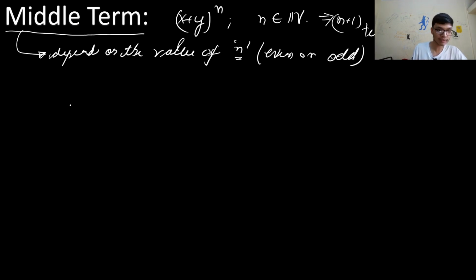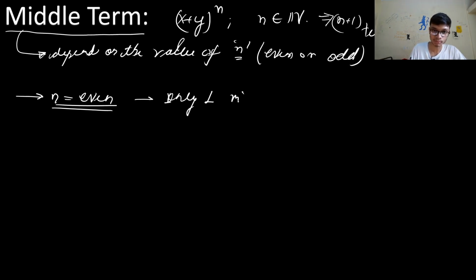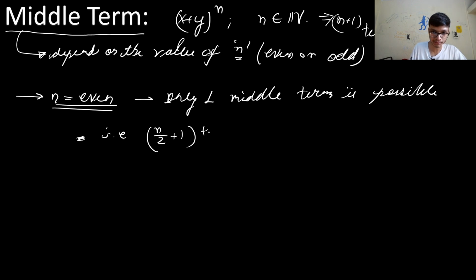Okay, so how do we calculate this? If the value of n is even, then the total number of terms that will come is n plus 1, and n plus 1 will become an odd number. That means if n is even, then we get one middle term. So if I ask which of the following is the middle term, you will say only one middle term is possible, and that particular term is the (n/2 plus 1)th term.